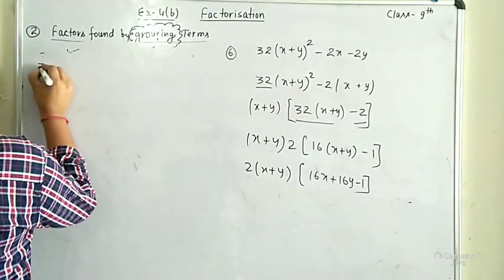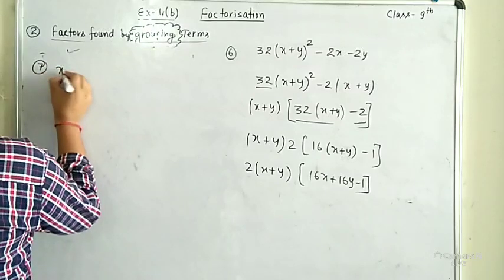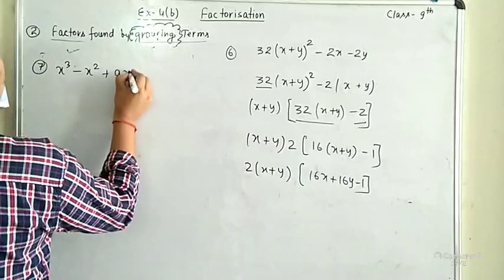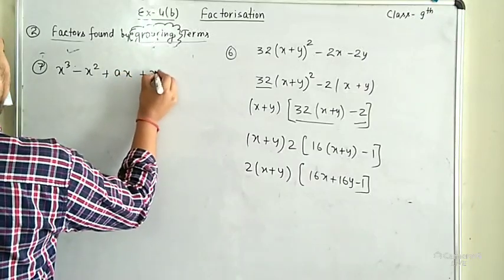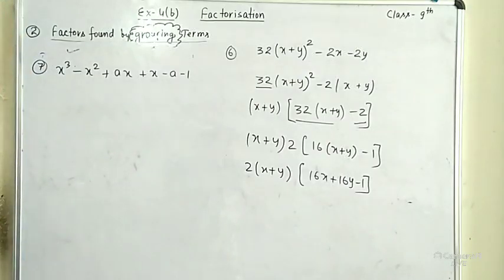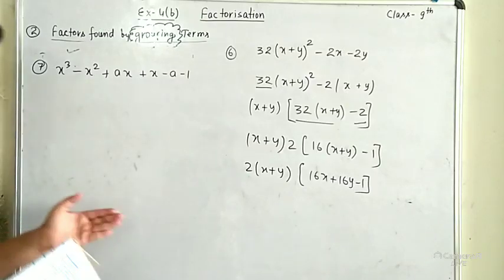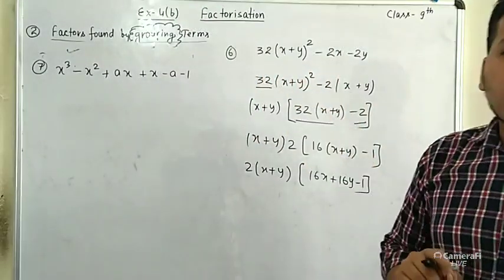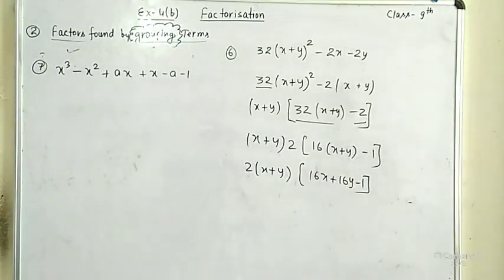Okay, next is question number 7. x cube minus x square, then plus ax plus x minus a and minus 1. This is our next question. So can you identify what is the factor? Can you write in the comment section how we can solve this question? Please write your answer in the comment section. How can we solve it?